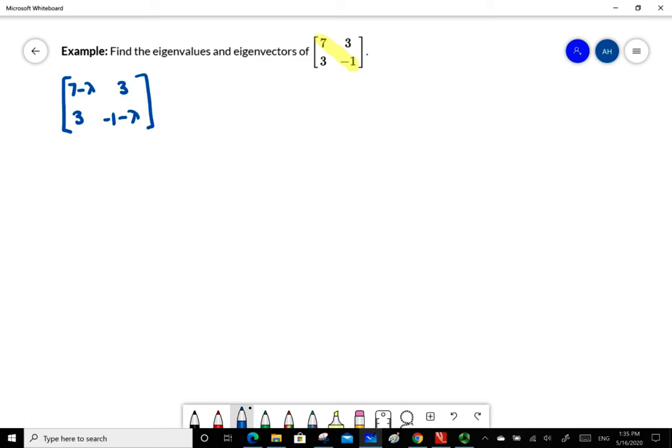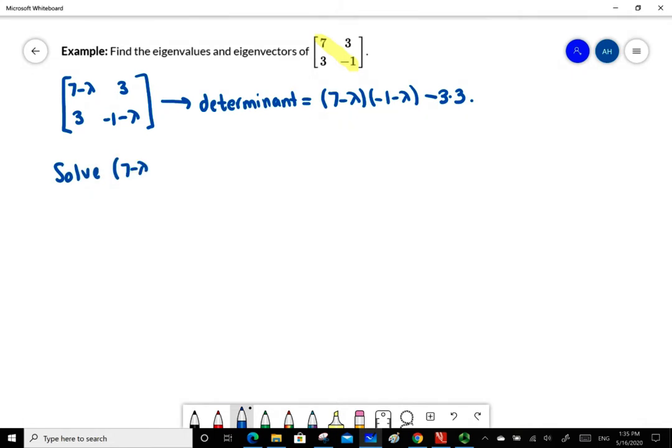And then take the determinant, which equals (7 minus lambda) times (negative 1 minus lambda) minus 3 times 3. The eigenvalues of A will be the values of lambda that make the determinant equal to 0. So I need to solve (7 minus lambda)(negative 1 minus lambda) minus 3 times 3 equals 0.